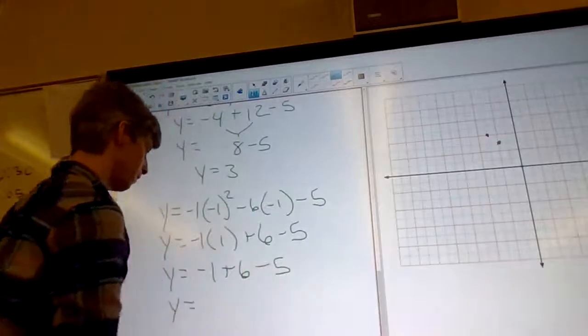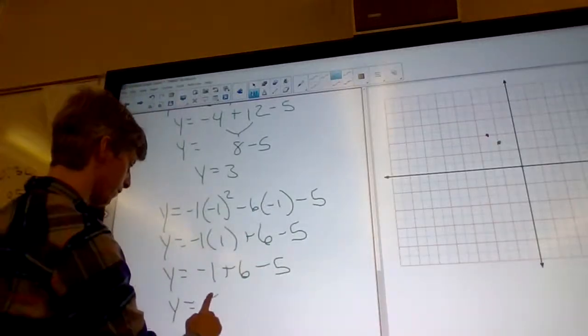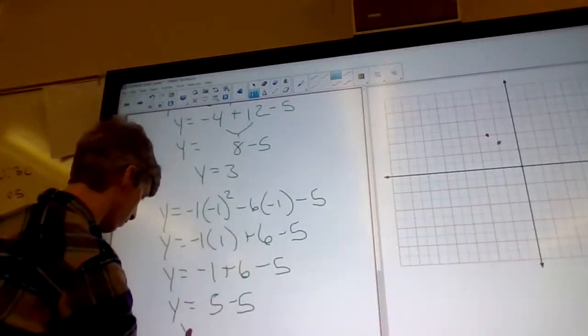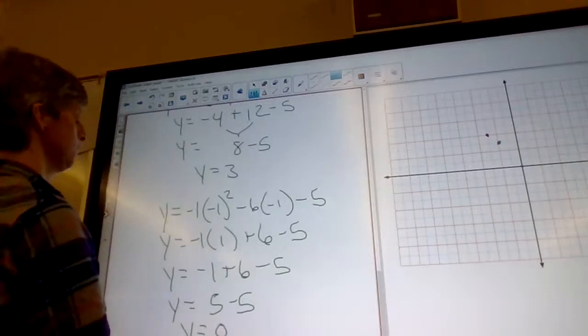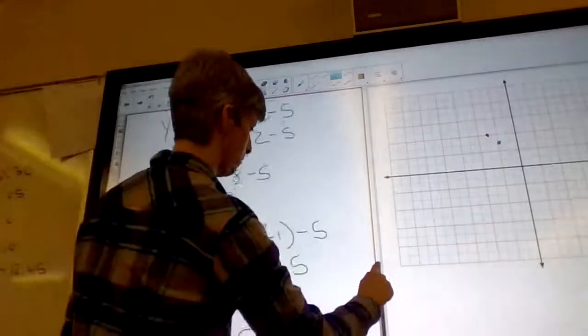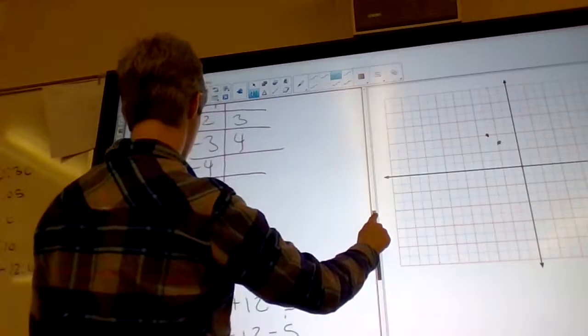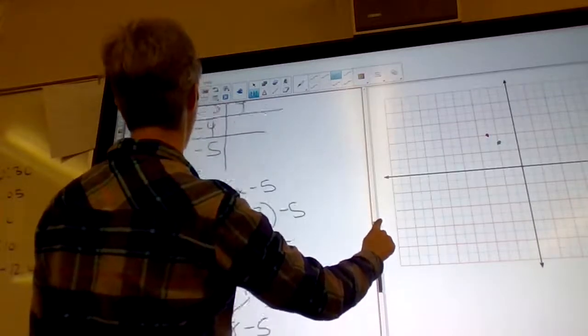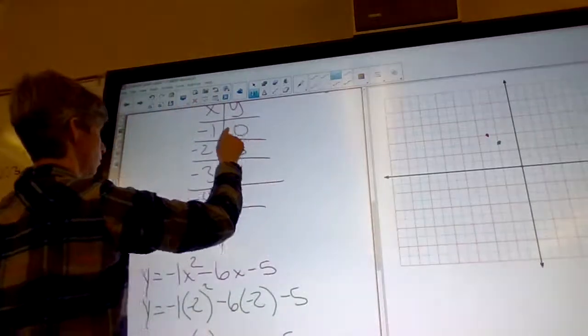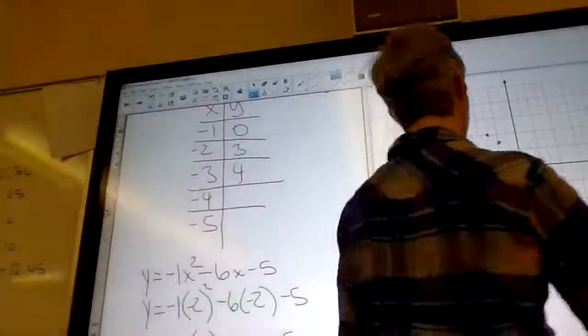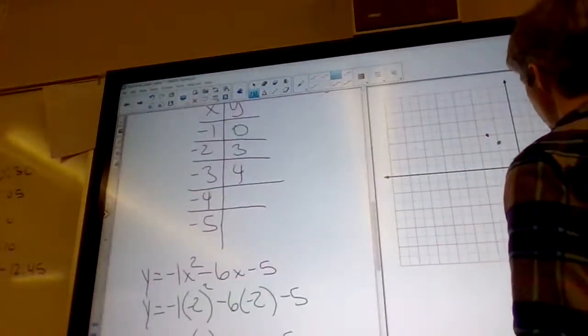This should be a minus 5. Negative 1 plus 6 is 5. 5 minus 5 is 0. Again, that is your y coordinate. So I go back up to my table, and I put in a negative 1. So this should be a 0. Then I come over here to my graph, and I'm going to plot negative 1, 0, which is right here.